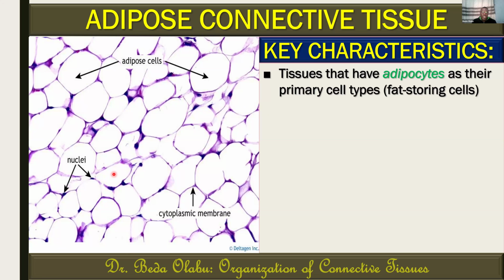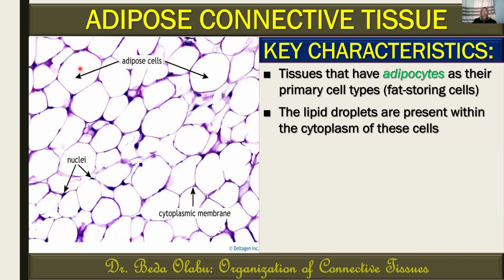When you talk of adipose tissue, we're referring to tissues that have adipocytes as their primary cell type. Adipocytes are the fat-storing cells. And so the cells you're seeing here are the ones we call the adipocytes, the fat-storing cells. Such cells are known to store a lot of lipid droplets within them. Usually these lipid droplets are basically inclusions, cellular inclusions within the cytoplasm.